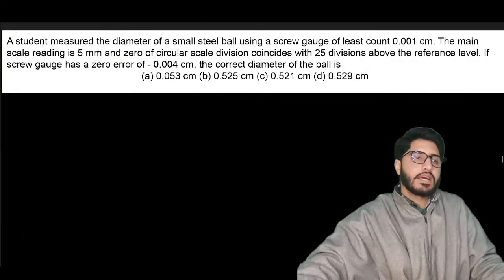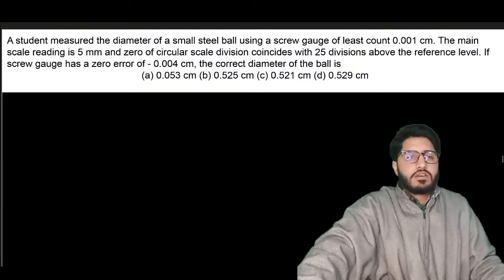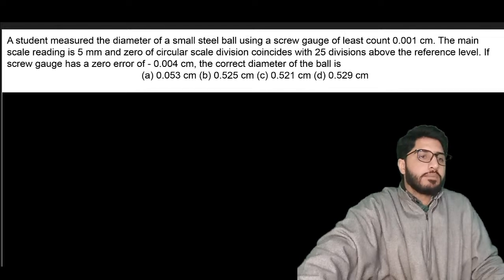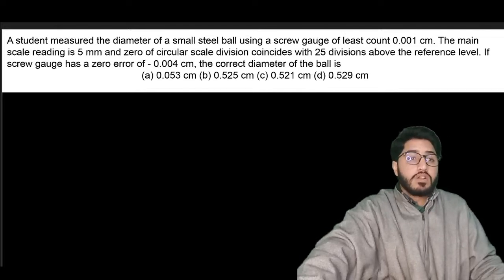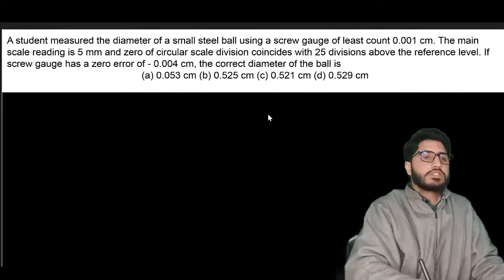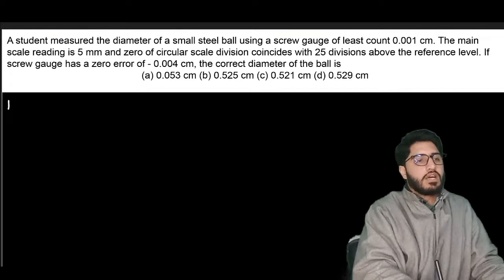Option number A is correct. One more numerical from the screw gauge: a student measured the diameter of a steel ball using a screw gauge of least count. So what is given to us? A least count, so I can write here least count.